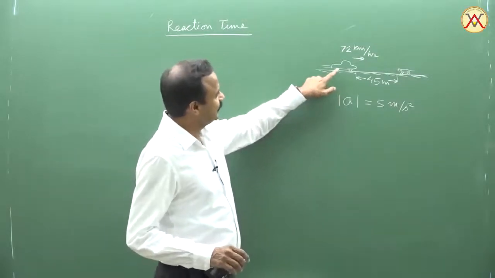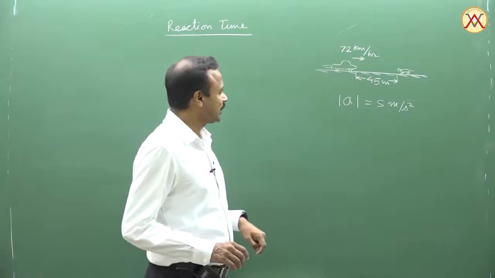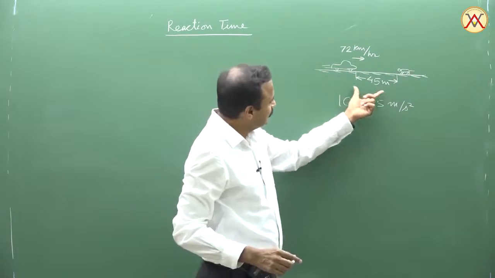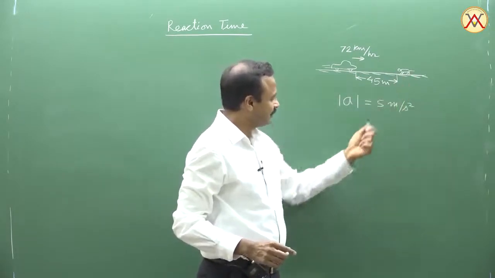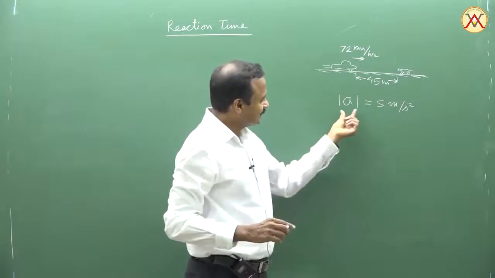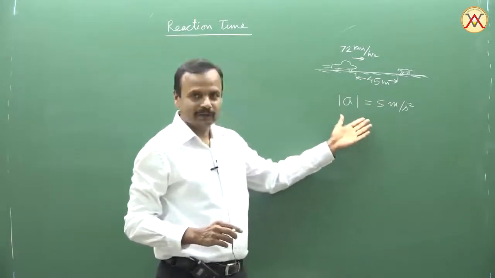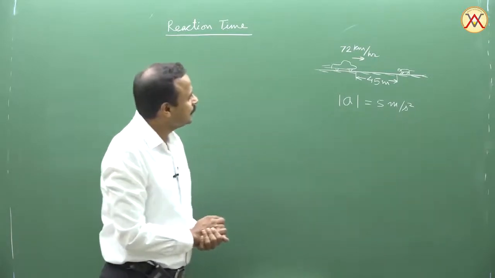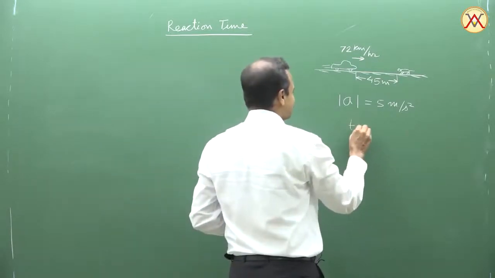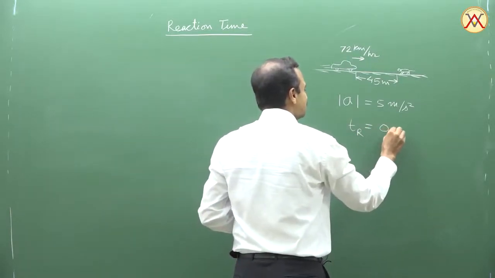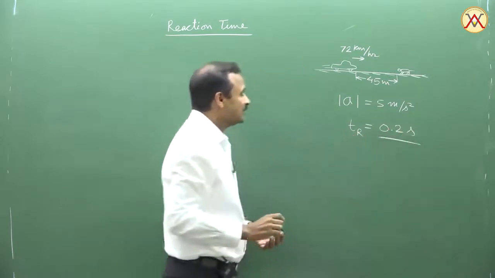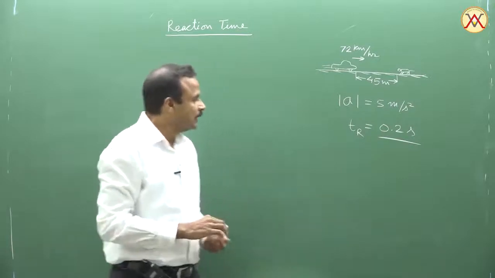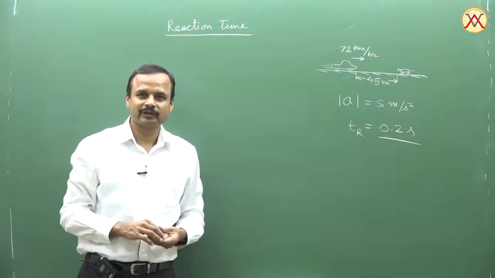This vehicle is going at a speed of 72 kilometers per hour. Suddenly, a wild animal jumps in front of the vehicle at a distance of 45 meters from the vehicle. The maximum retardation that we can have on applying the brakes is 5 meter per second square, and the reaction time of the person is 0.2 seconds. Question is, will there be an accident? Pause the video and try it.